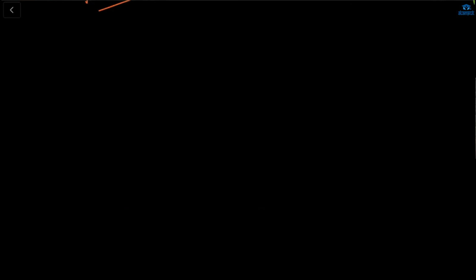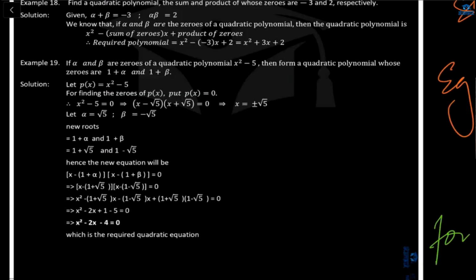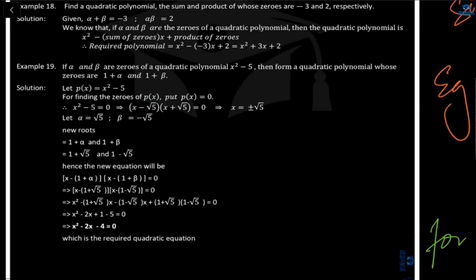Okay, now one more question. Let's see here. If alpha and beta are zeros of the quadratic polynomial x square minus 5, then form a quadratic polynomial whose zeros are 1 plus alpha and 1 plus beta. So here the polynomial is given to you. It's telling you alpha and beta are the zeros, so actually you need to find out the values of alpha and beta, and then with those values you have to form another quadratic polynomial whose zeros are 1 plus alpha and 1 plus beta.